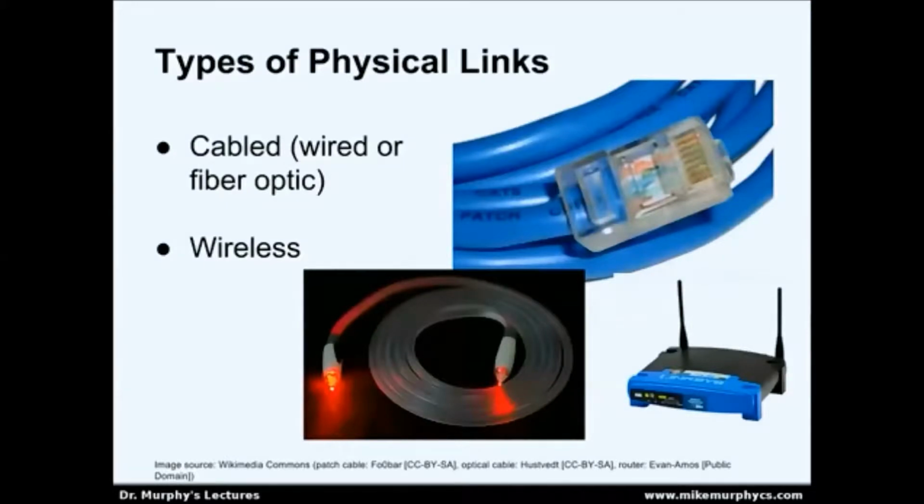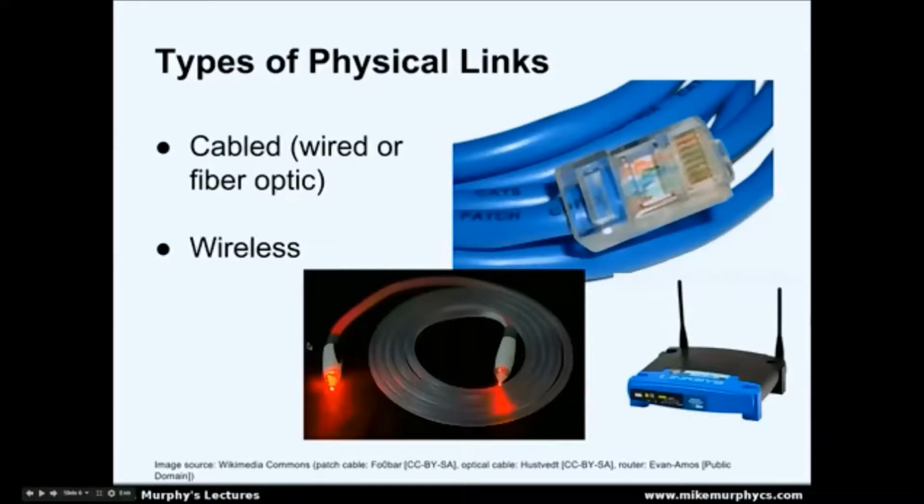Now, there are many types of physical links. We can generally categorize these links into either cabled links or wireless links. A cabled link has some kind of a cable running between the devices in the network. So here I have a couple examples. I have a patch cable, a category 5 patch cable. This is a type of cable that can be used with wired Ethernet networks, and this cable uses 8 pieces of copper wire to transmit data.